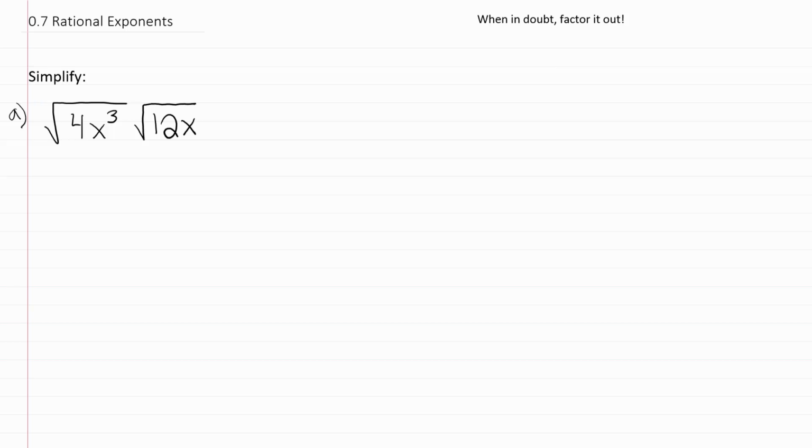In this video, we're simplifying expressions that have radicals. For this first one, it looks like they want us to multiply. So I want to go over a basic idea of multiplication when dealing with radicals.